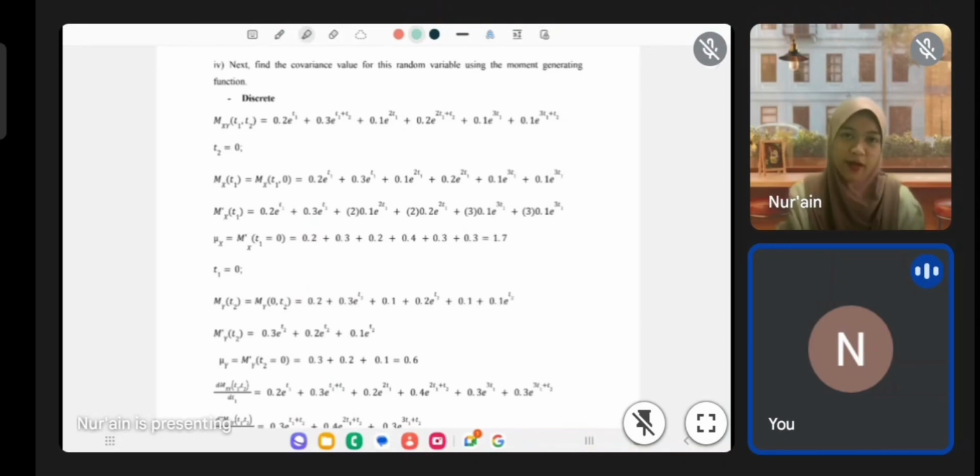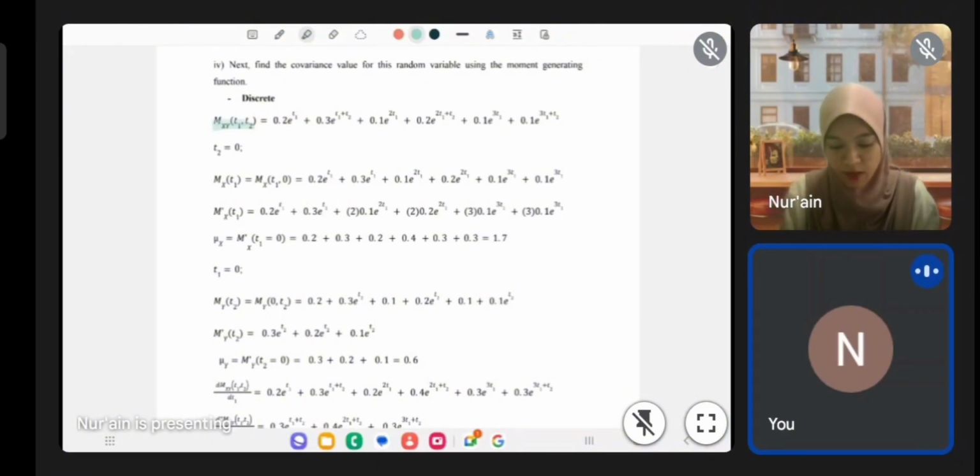Assalamualaikum and hi everyone. My name is Nur Ain Atika binti Zulkifli and I will explain the last question in part 3, which is how to find the covariance value for this random variable using the moment generating function for discrete and continuous distributions. For discrete, we use the answer from part 3 question number 1.